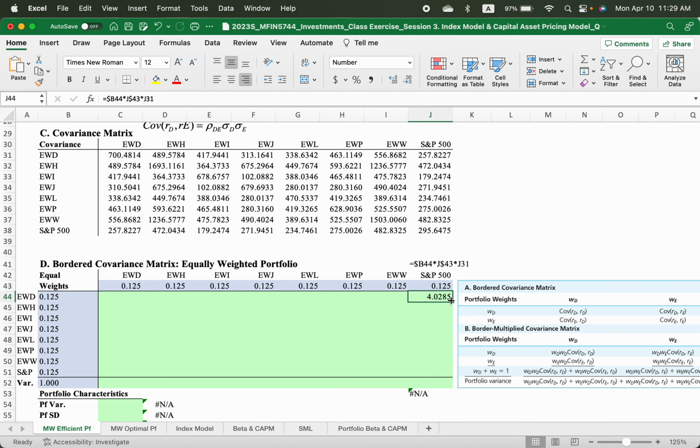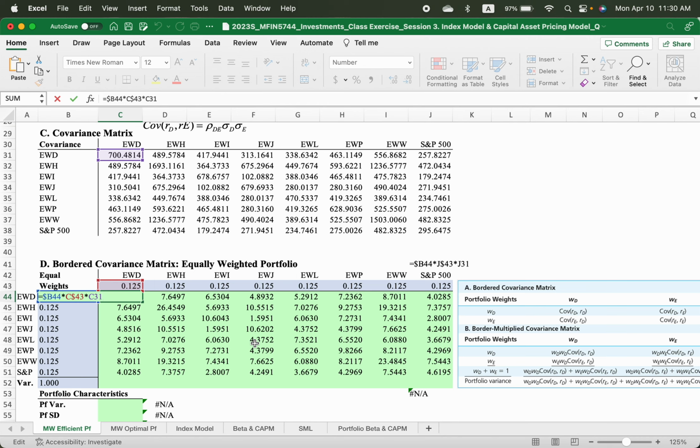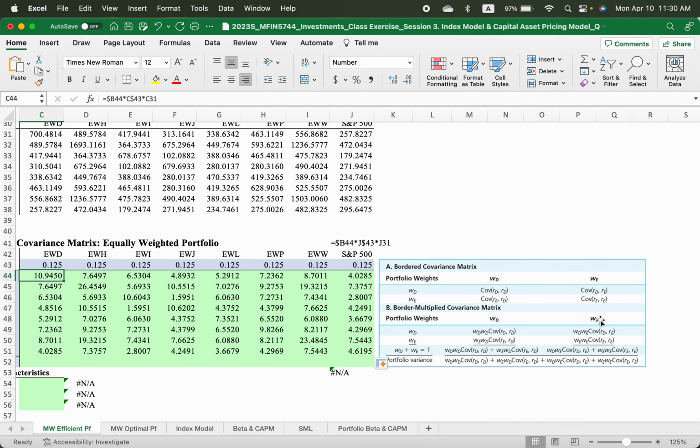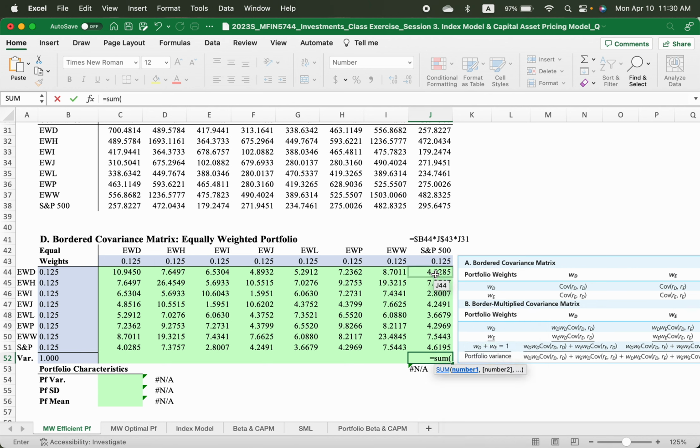Once you build this, it's very simple. Drag down and drag to the right, so that we get the whole weighted covariance matrix when we assume an equally weighted portfolio, 12.5% on each asset, each security. Once you complete this part, what is the portfolio variance? For the portfolio variance, you can just sum all of this up, on this standard S&P 500. Sum of this all.